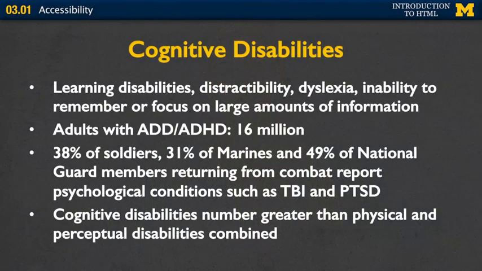Now, what does that have to do with making your web accessible? We want to make sure that things are easy to understand, not flashing, not requiring great amounts of concentration. Cognitive disabilities number greater than physical and perceptual disabilities combined, so it's something that you want to think about when you're designing your page, or even if you're just helping other people design theirs.